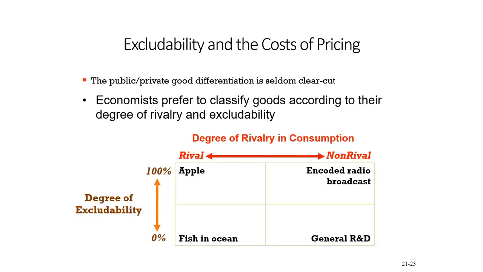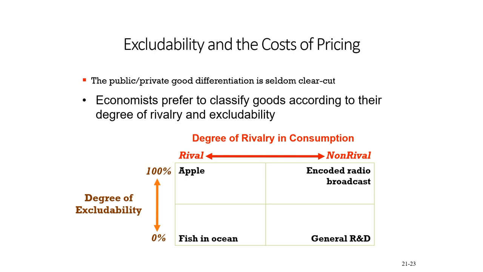Now this matrix here will help us understand this better. You see in this matrix there are four blocks. Towards the left-hand side, on the top panel, it shows us the degree of rivalness in consumption, rival, non-rival. On the extreme right, it is non-rival or 0% rival. On the extreme left is rival. And on the vertical axis, we see the degree of excludability. In the lower part, it is non-excludable. In the upper part, it is 100% excludable.